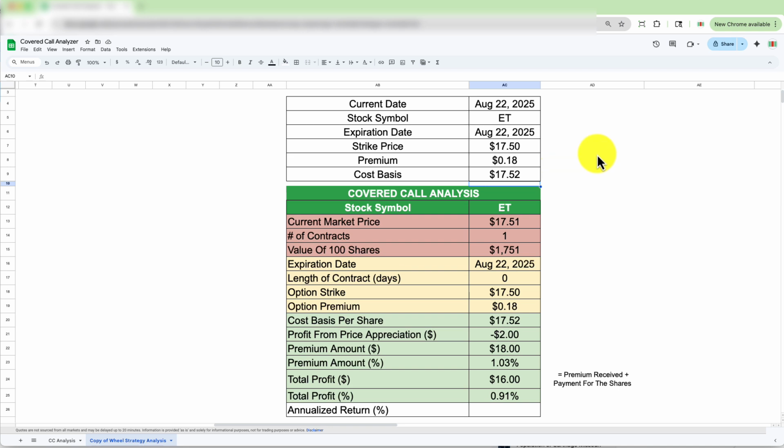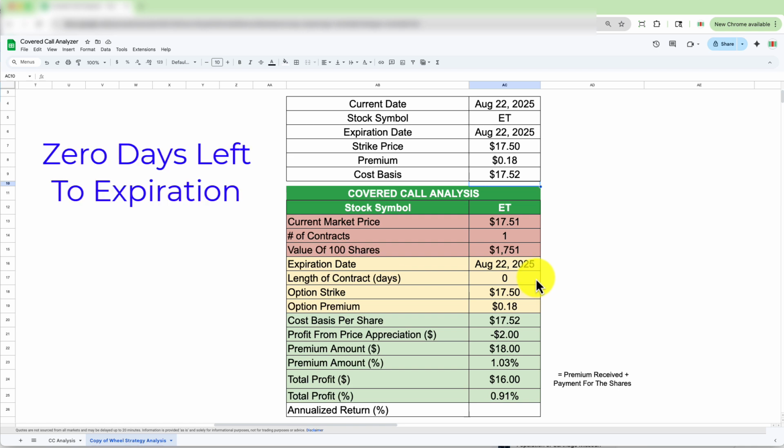All right, let's take a look at the numbers for this analysis. So this is a covered call for stock symbol ET, where the current market price is $17.51. Now I've got 100 shares, so I'm going to be selling one contract, and the current value of those shares is $1,751. Now, because I picked the expiration date of August the 22nd, the length of this option contract is going to be 0 days, because today is August the 22nd. So I'm in the morning of the 22nd, and because there's 0 days left, this is why it's known as a 0 DTE, or 0 days to expiration.